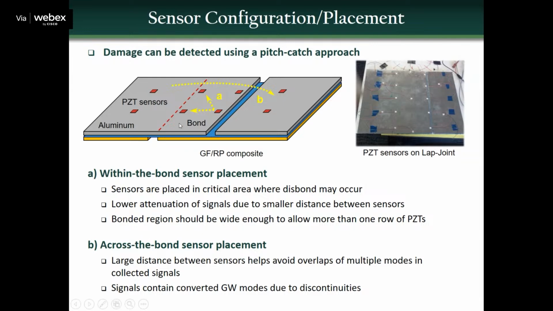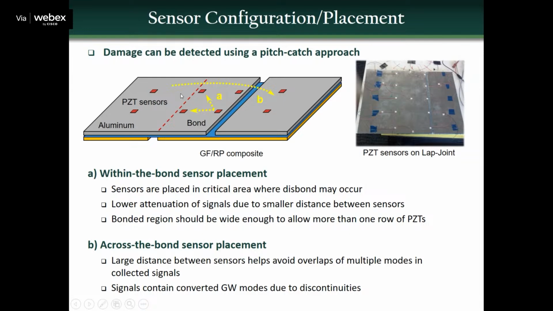So you have two strategies. One is within bound sensor placement. There, the sensors are placed in critical areas where the spawn may occur, and you have lower attenuation of signal due to smaller distance between the sensors, and vice versa. And the boundary region should be wide enough to allow more than one row of PZT sensors. Across bound sensor placement, the large distance between the sensors helps to avoid overlaps of multiple modes in collected signals, and the signals will contain converted guided wave modes due to discontinuities.